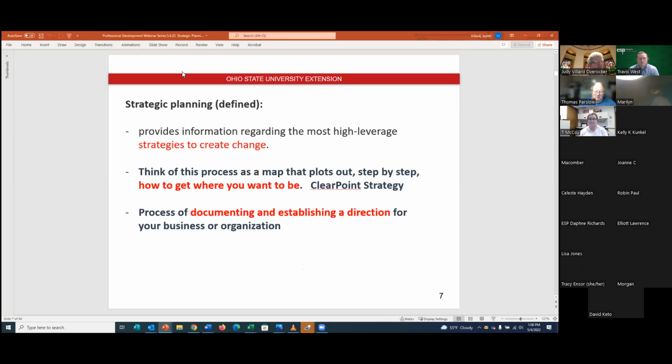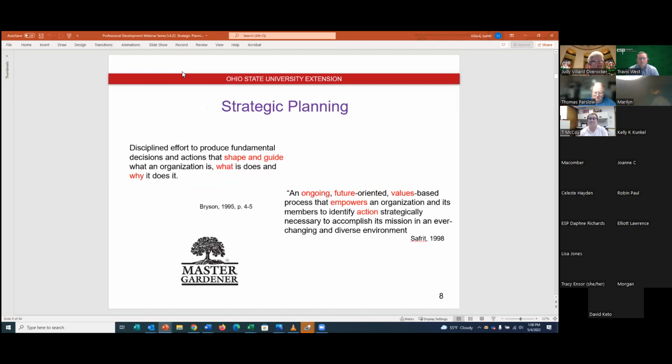Now let me see if this is going to work for me. There we go. It sometimes provides a strategy to create change. It helps you get to where you want to be. Aren't these things that we want in our programming? It's a documentation, and it helps us establish direction. And then Bryson wrote, it shapes and guides our organization, what it does and why it does it. And then this is my former professor, Dr. Dale Seyfried. And I really like this definition of what a strategic plan is. It's ongoing.